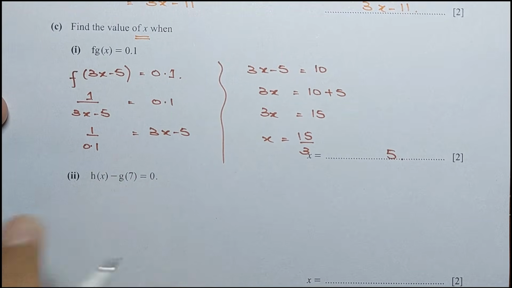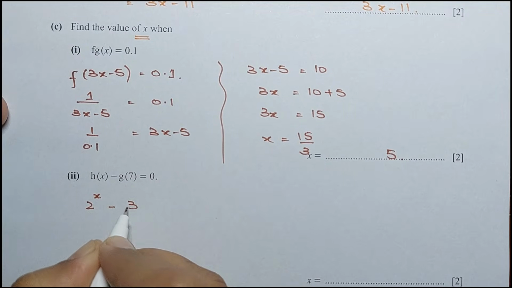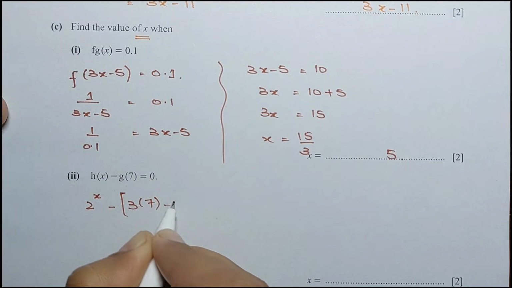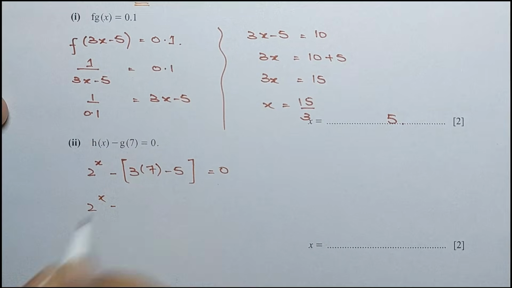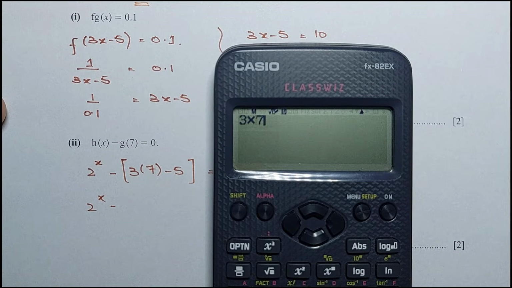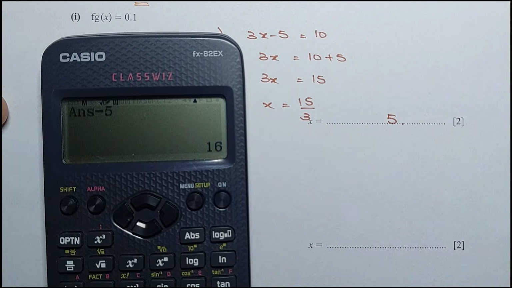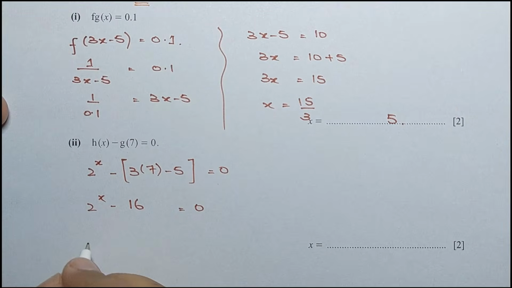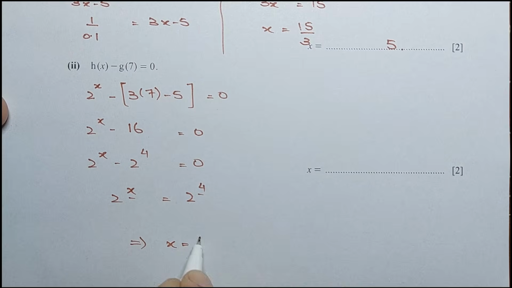Now for the second part, h of x, which is 2 to the power x, minus g of 7, which is 3 into 7 minus 5, is equal to 0. Okay, so 2 to the power x minus 3 times 7 is 21, and take away 5 is 16. So negative 16 is equal to 0. 2 to the power 4 is 16. Yes. 2 to the power x minus 2 to the power 4 is equal to 0. 2 to the power x equals 2 to the power 4. When the bases are the same, you can compare the powers. From here, x value is 4.